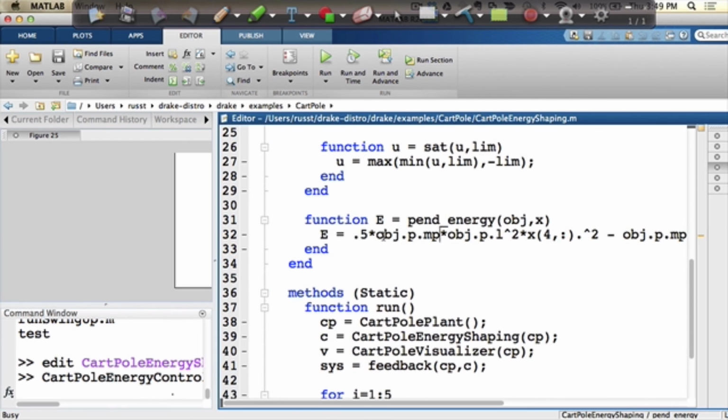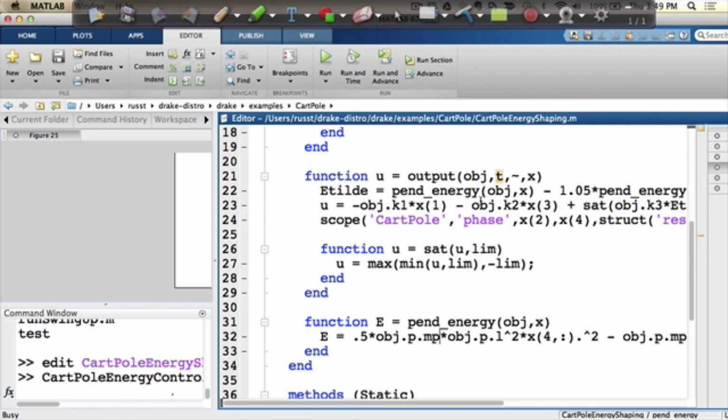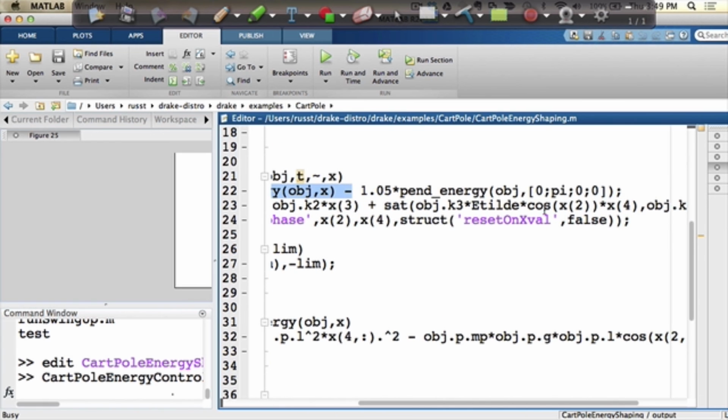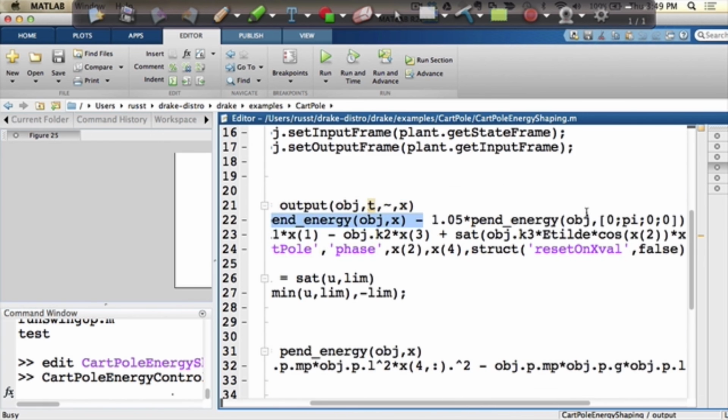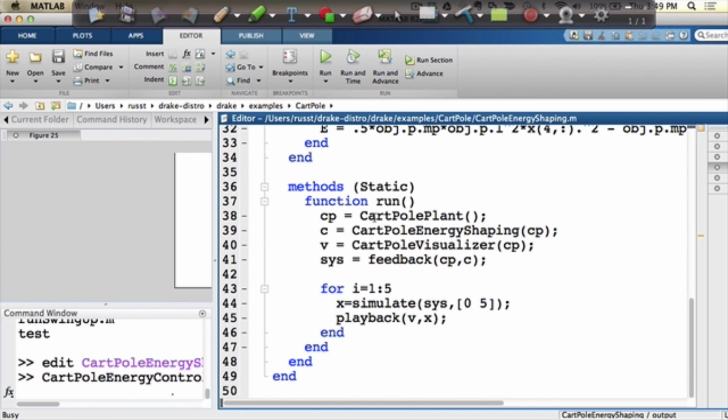Right, so I write down the pendulum energy here. I implement some saturations, and then I write down this very simple controller, which is K1 times X, K2 times X dot, plus saturation times this thing we wrote down. I make my plant, I make my energy shaping controller, I feedback combine them, and I simulate it.